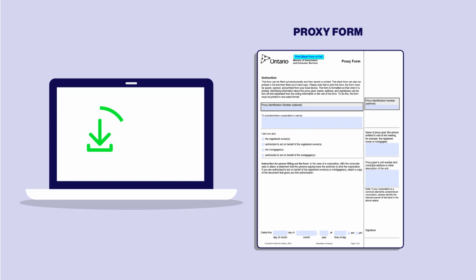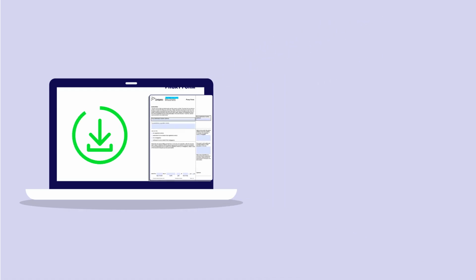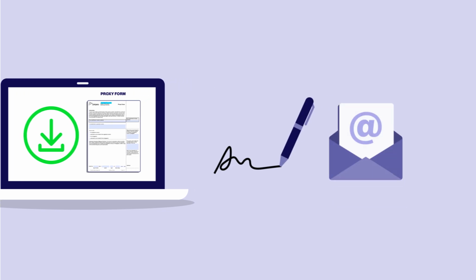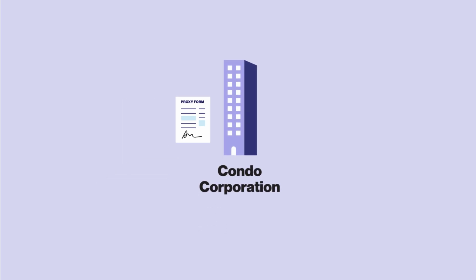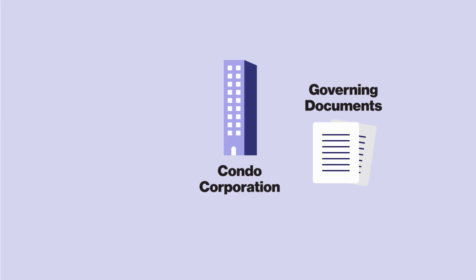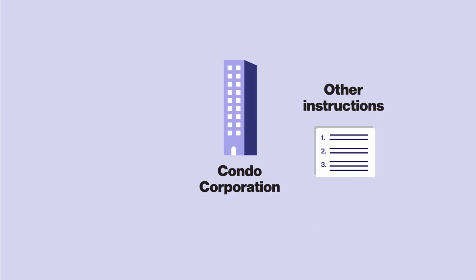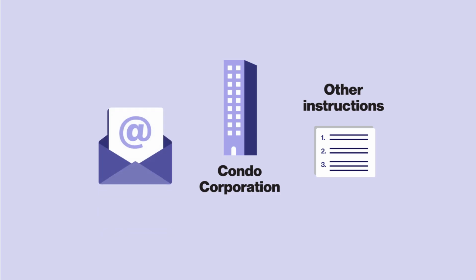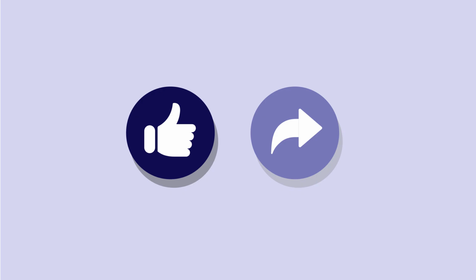The form will download on your computer, and you can either sign it electronically and email it, or print, sign, and deliver it directly to your condo corporation. Make sure you deliver your completed proxy form according to what your condo corporation's governing documents say and according to any other instructions provided by your condo corporation. For example, some may not allow electronic submissions. That's it.